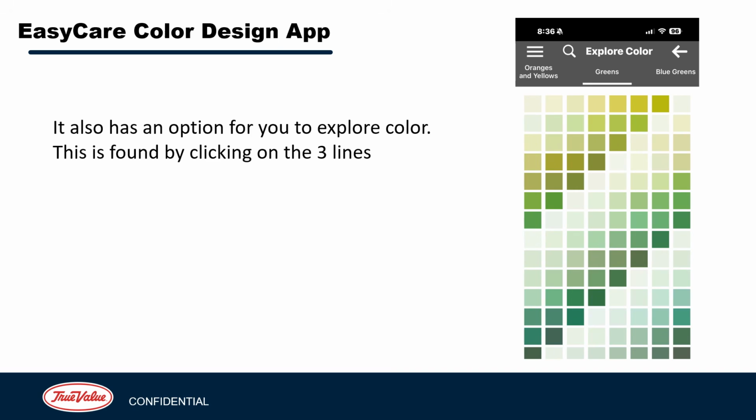As I had said, the EasyCare Color Design app also has the option for you to explore color. Simply click on that and you are given 9 different options. You just slide back and forth on the top and you'll get everything from oranges and yellows and greens, blues, greens, and on. This will give you all the variations you can choose from within that color family.